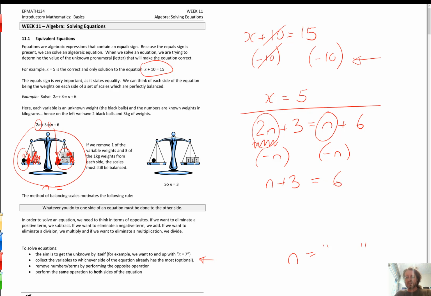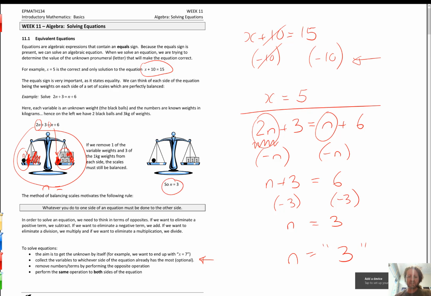Now I look at my equation and say, well, that's cool. My n is nearly by itself, but I've got a plus 3 there. What's the opposite of plus 3? I'll take it away too. Minus 3. And so n plus 3 minus 3, well, that's just n. And 6 minus 3, what's that sound for? Anyway, ignore it, David. 6 minus 3 is 3. There we go, I got my n equals 3 answer, which we knew.